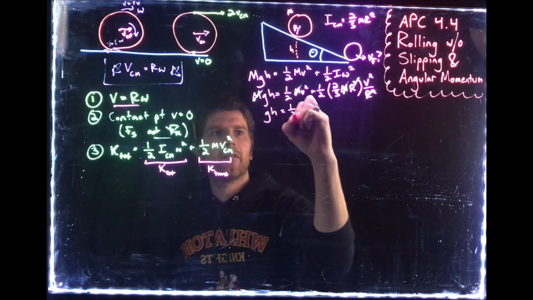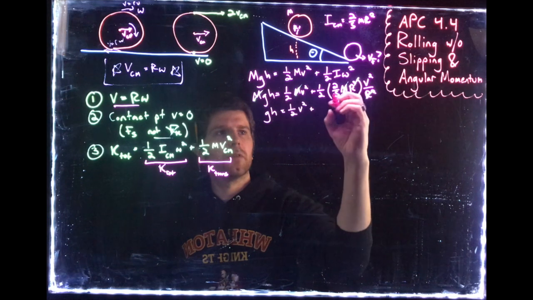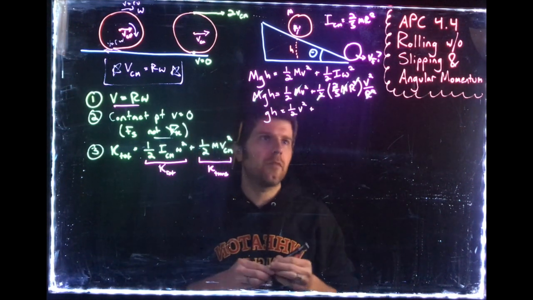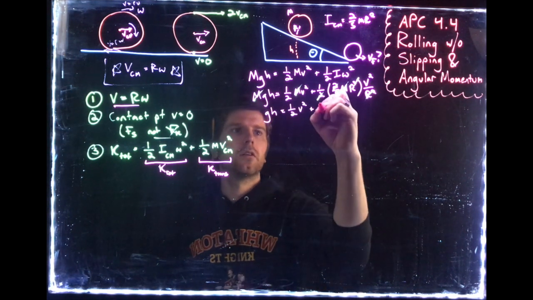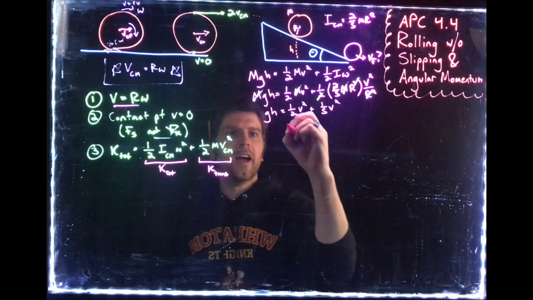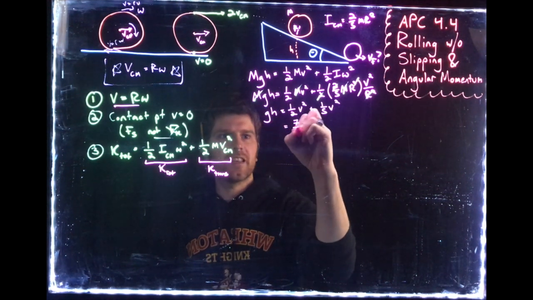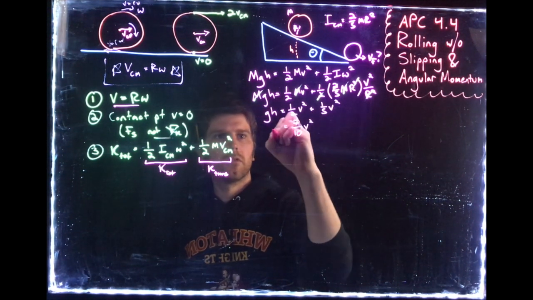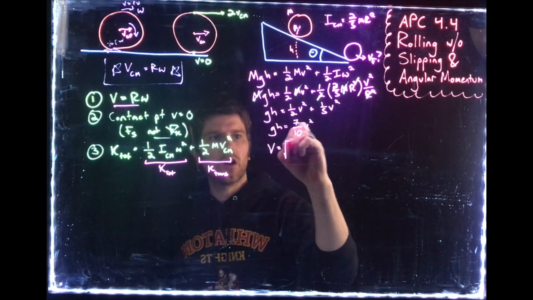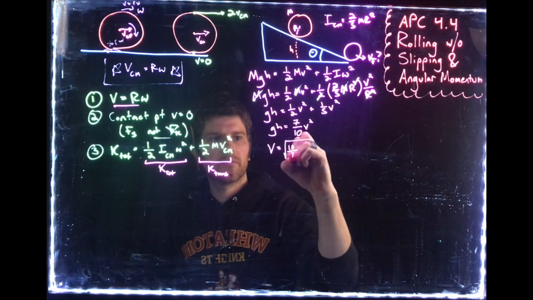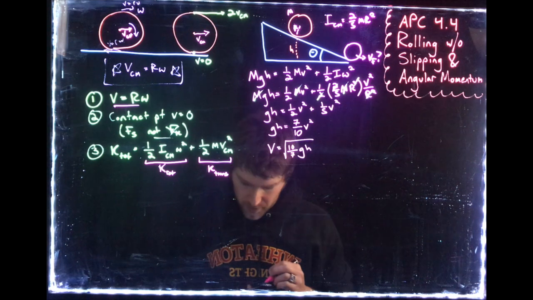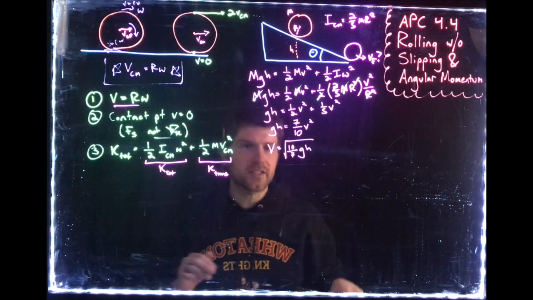So we get 1/2 v squared plus, let's see, oh, I missed one cancellation. 1/2 plus 1/5 times v squared. So 1/2 plus 1/5 happens to be 7/10. So we end up with our velocity at the bottom being root 10 over 7 gh.